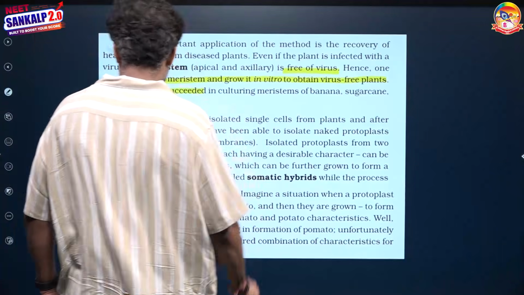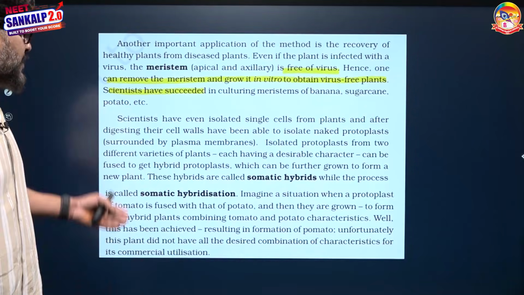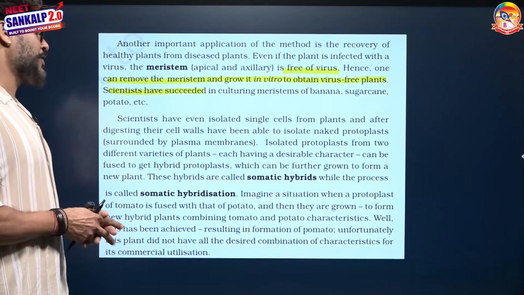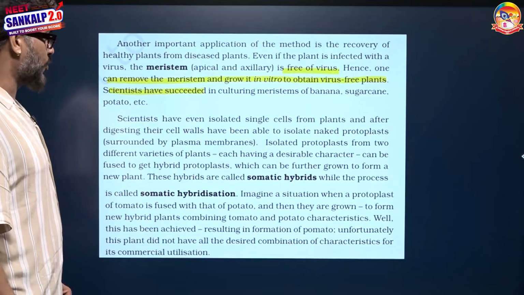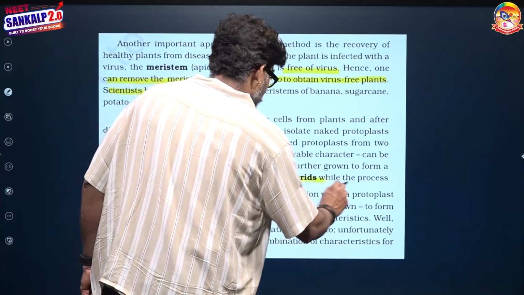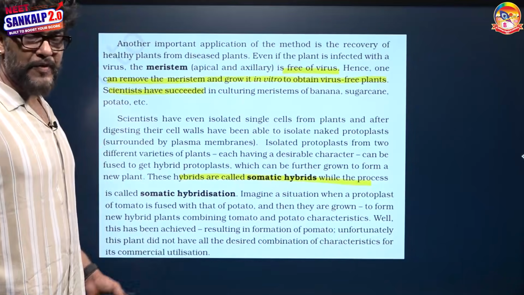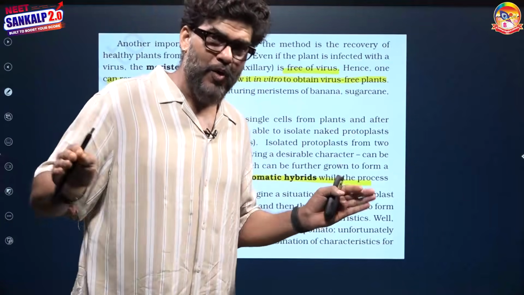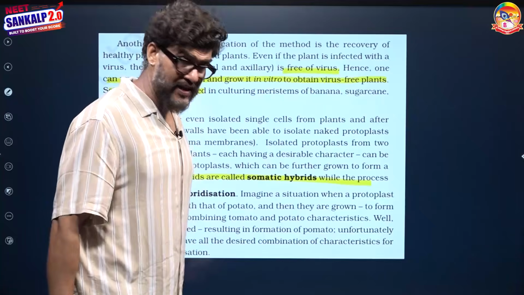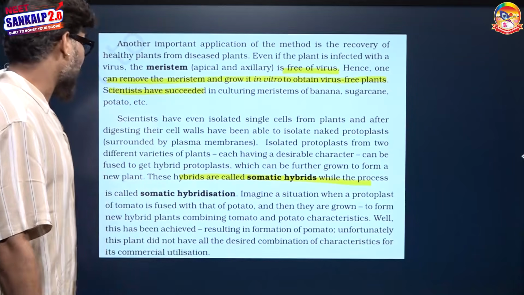Isolated protoplasts of two different varieties of plant, each having a desired character, can be fused to get a hybrid protoplast, which can be further grown to form a new plant, and this is called somatic hybridization. And these products, because they arise by fusion of gametes? No, by fusion of two somatic cells. So this process is called somatic hybridization and the product is called somatic hybrids.